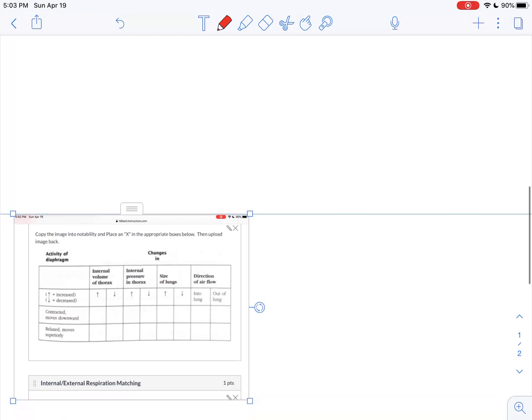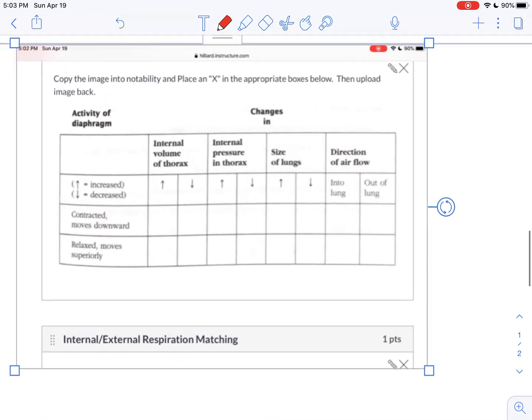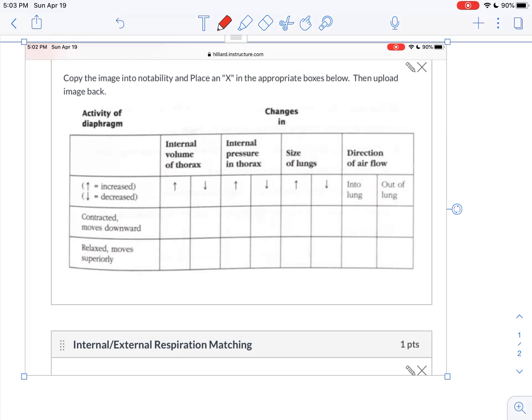All right, let's go into Notability now so I can draw on this. That way, this will be a little bit better here for us. So we're going to increase this. All right, so here's what we're talking about.